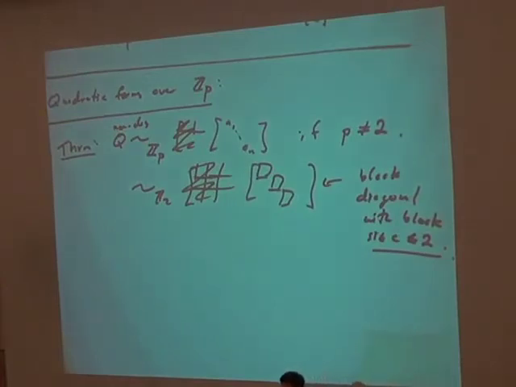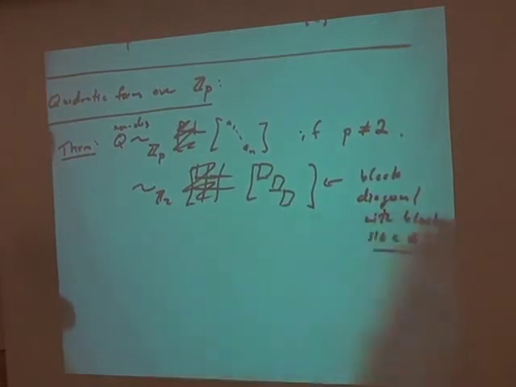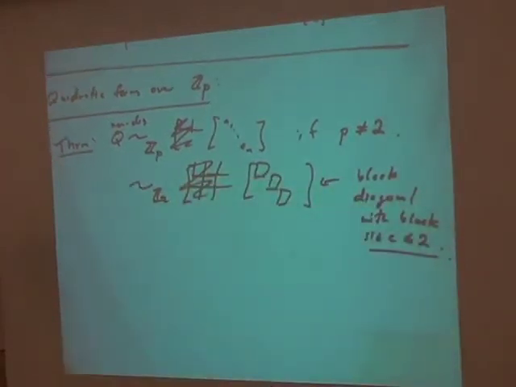The reason is that if you have an entry off the diagonal with the lowest valuation of 2, you can't get it onto the diagonal, because your symmetric operation is going to add one multiple this way, one multiple this way, adding two multiples, but then I've changed its valuation. So that's the idea. That's all I'm going to say about that.